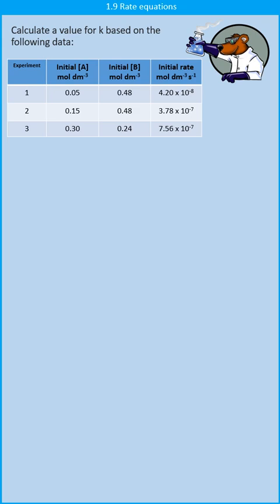So in this question, we're looking to calculate a value for K. And remember, this is the rate constant, which is going to make your rate equation numerically make sense. It's going to relate the rate of reaction to the concentration of the reactants. So in order to calculate K, firstly, we need a rate equation. And for that, we need to know what the order of reaction is with respect to each one of the reactants.